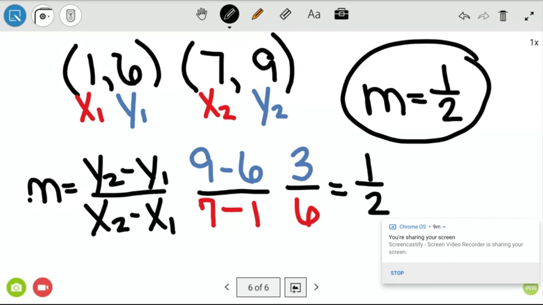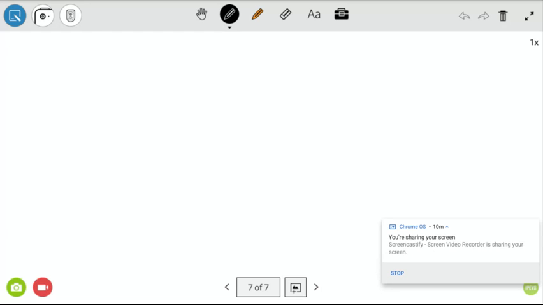Now, you could always plot those points on a graph and count, but I do think the formula, once you get the hang of it, is much, much quicker. So we'll do a couple more examples. The next one, I'm actually going to throw in a negative.